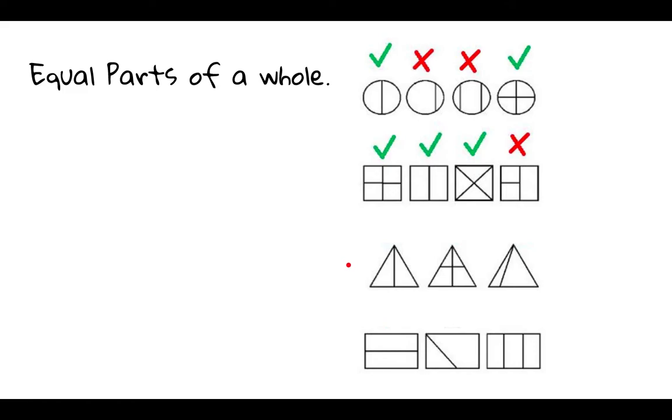Now look at the next row, the triangles, and figure out which one is equal parts of a whole. Only one of those has equal parts of a whole. And the one that does is the first one. So this one is our equal parts of a whole one. If we cut it in half or fold it on top of itself, they're all the same size.